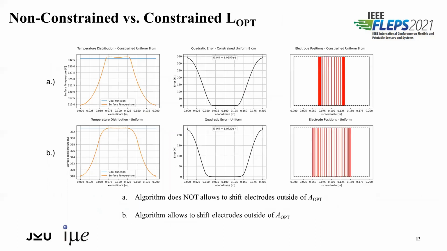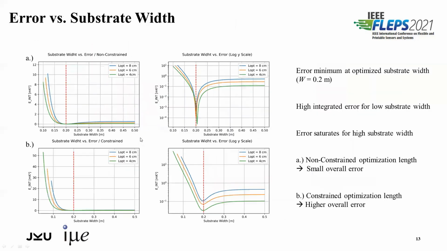This slide shows the difference in the optimization results if A, the algorithm does not allow shifting the electrodes outside the optimization area, and B, if the electrodes can be distributed freely over the whole substrate. So here is an example for an optimization length of 8 centimeter. And this could make sense if we want to save space on top of the substrate for other electrode distributions in the neighborhood of the homogeneous distribution. And of course, the integrated error in A is higher if we use this restriction.